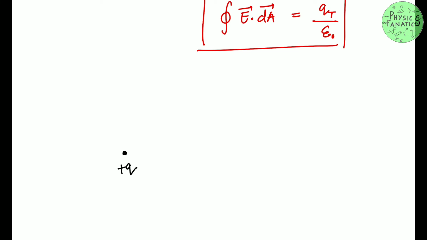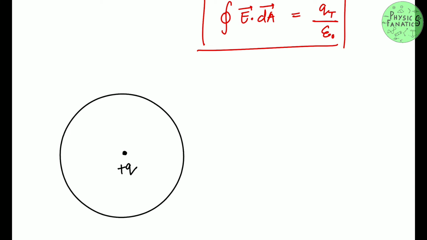Let's say it is enclosed inside a sphere. Imagine it is enclosed inside a sphere. So this is my sphere and my positive q charge is at the center of the sphere. Let's say this sphere has a radius of r. I hope that is understandable till now. There is nothing difficult here, right? So this positive q charge is inside this closed surface.